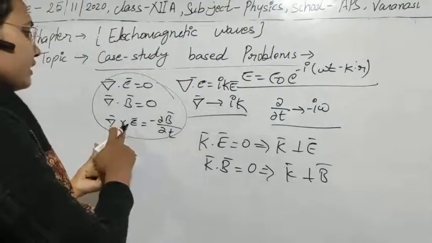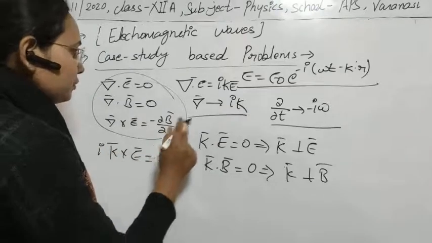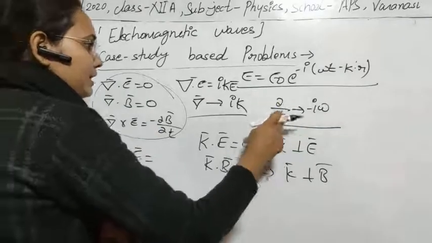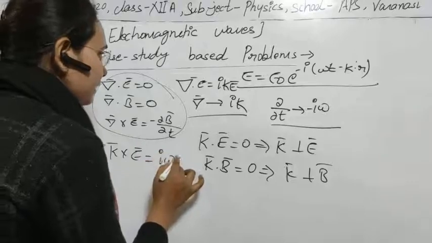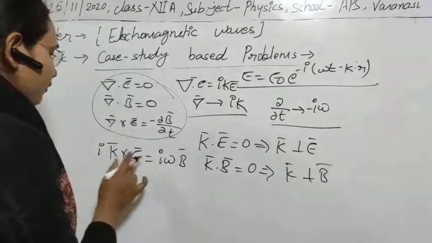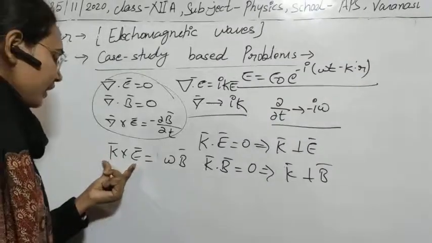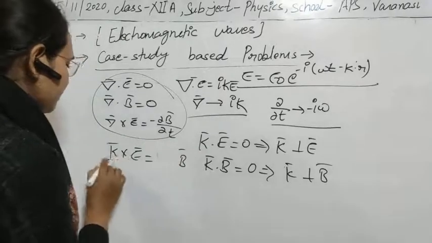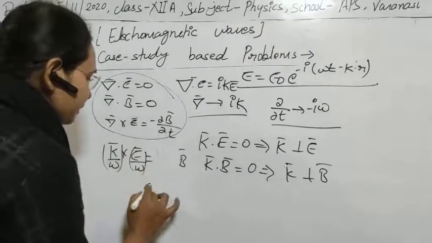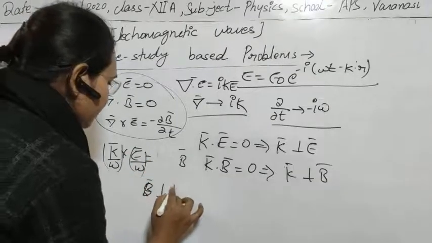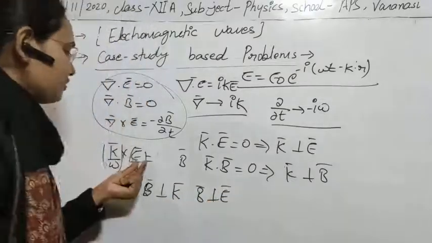And again the third equation, if you use it here, k cross E is equal to minus ∂B/∂t, and in place of ∂/∂t you can use minus iω. So minus will be cancelled out. Finally we obtain iωB, and i can be cancelled from both sides. As you know, this is showing A cross B is equal to C, meaning vector A cross vector B is equal to vector C. So this equation represents that vector C is perpendicular to vector A, and also to vector B.